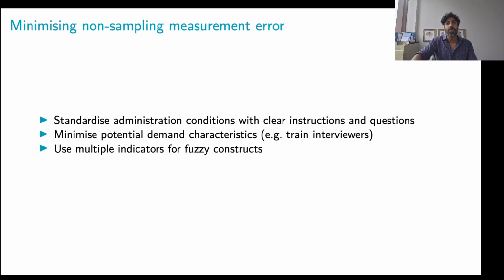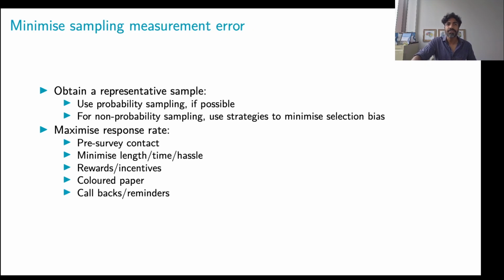And so what we want to do is minimize non-sampling measurement error. We want to standardize administration conditions with clear instructions and questions, minimize potential demand characteristics, so you train your interviewers to prevent that, and use multiple indicators for fuzzy constructs where possible. Those are the ways in which you can minimize non-sampling error.